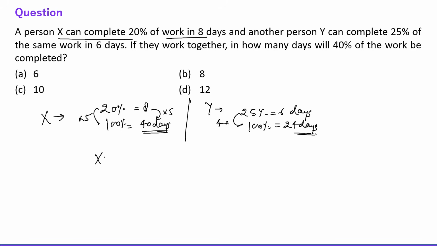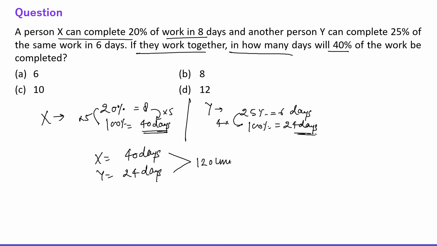So X can complete the work in 40 days. Y can complete the work in 24 days. Now what is the question? If they work together, in how many days will 40% of the work be completed? Just take the LCM of 40 and 24. The LCM is 120 units. Just assume that 120 units is the total work.